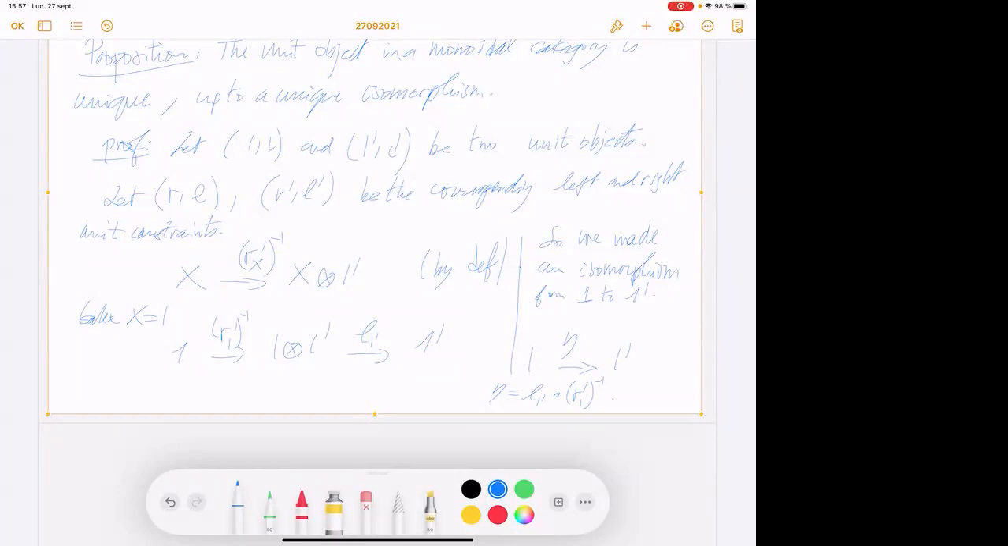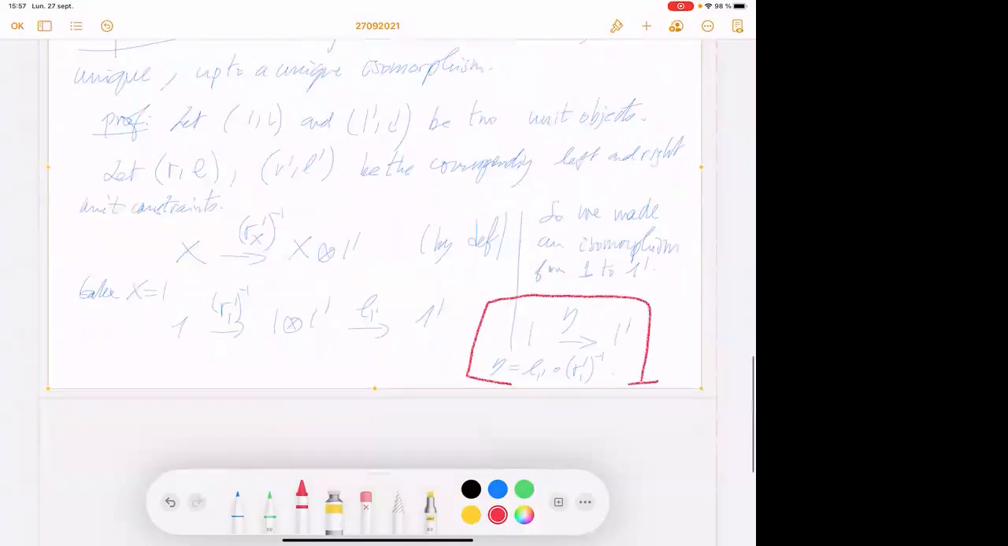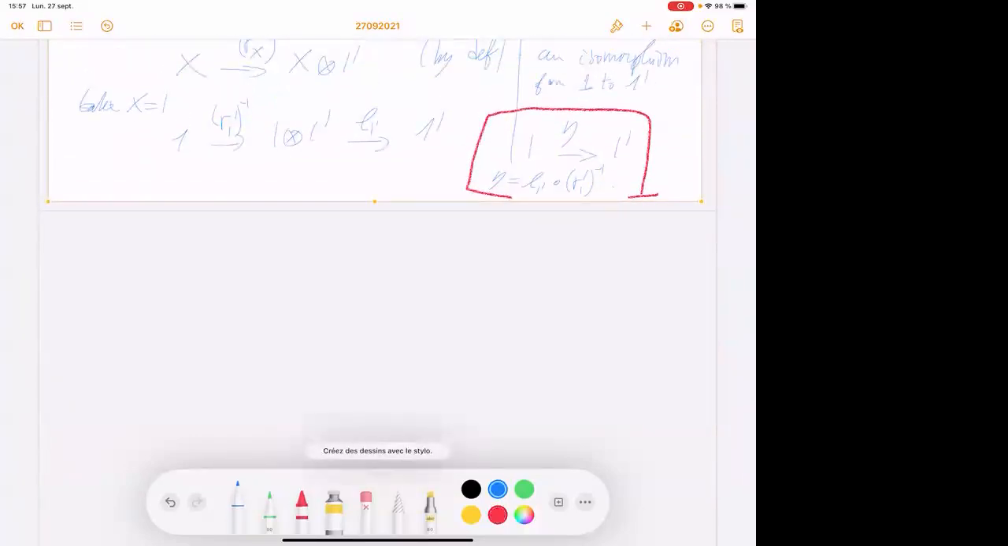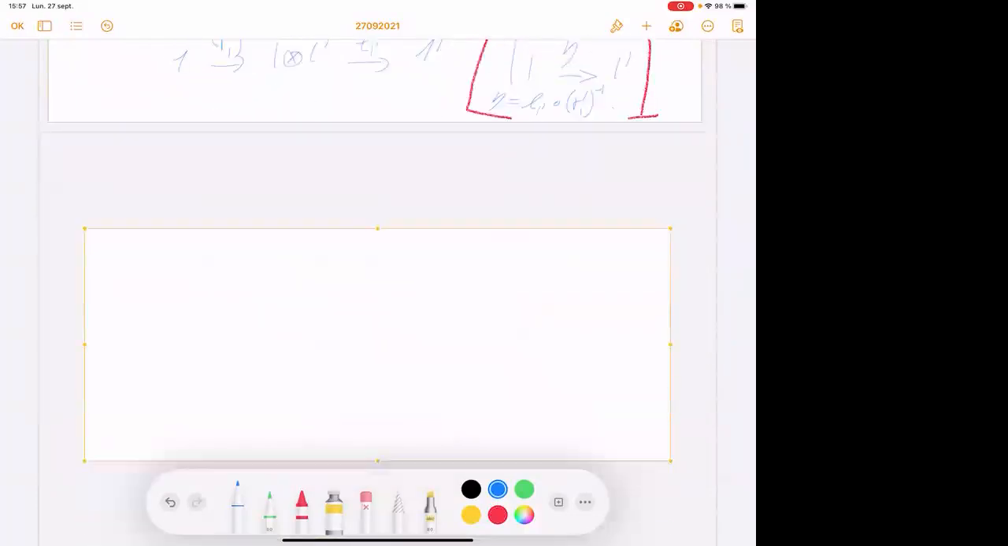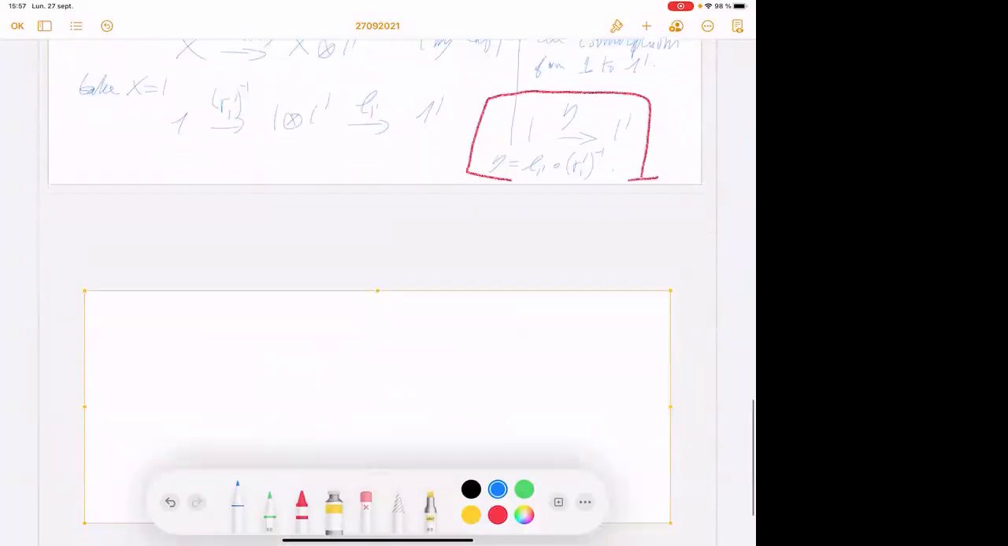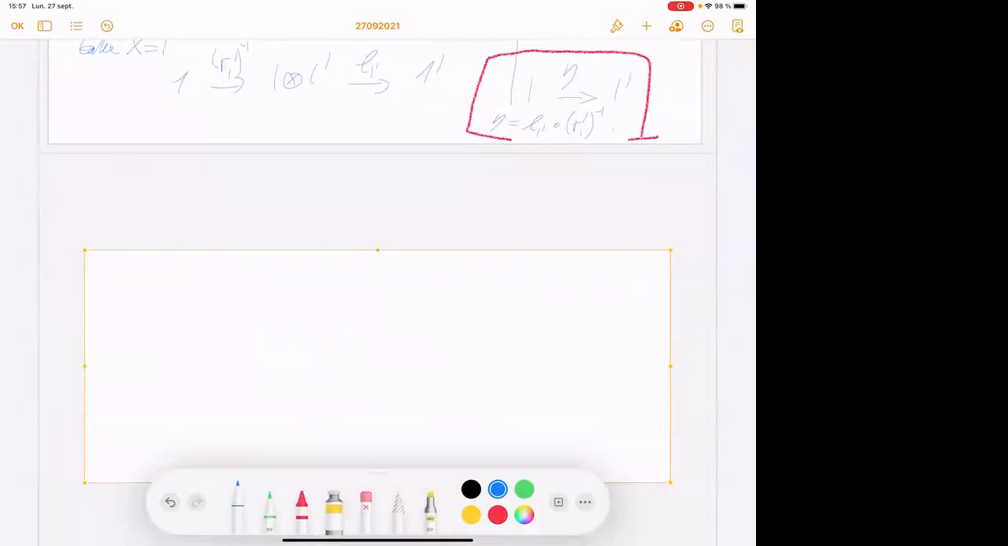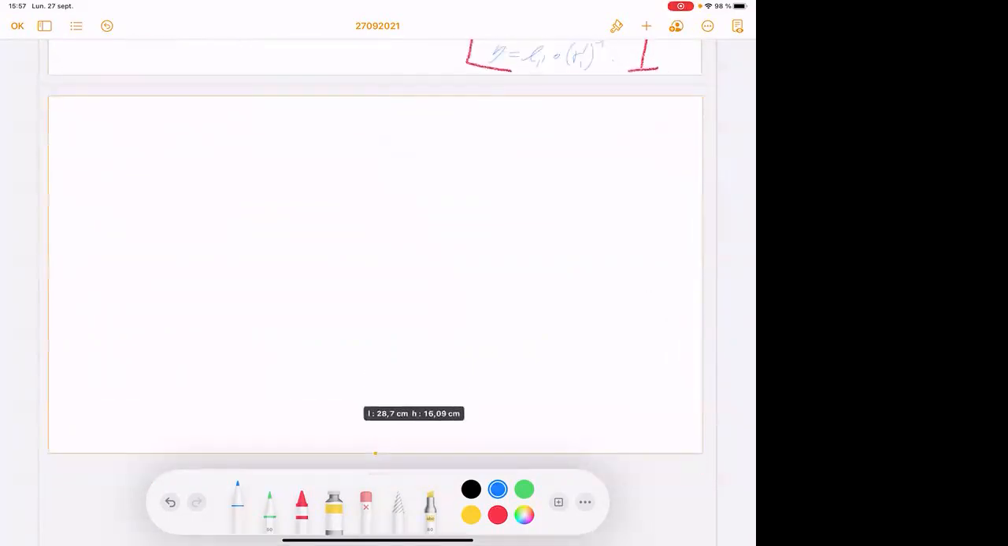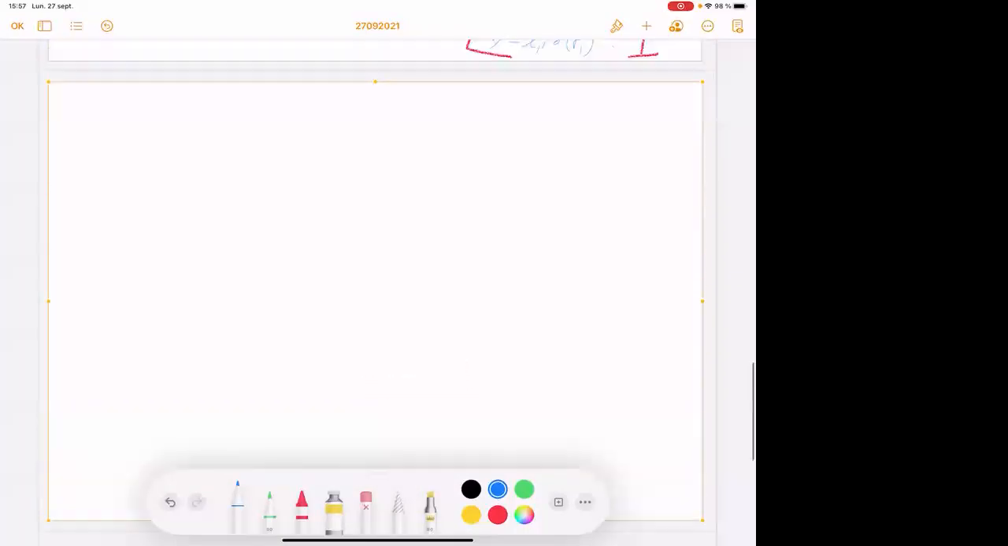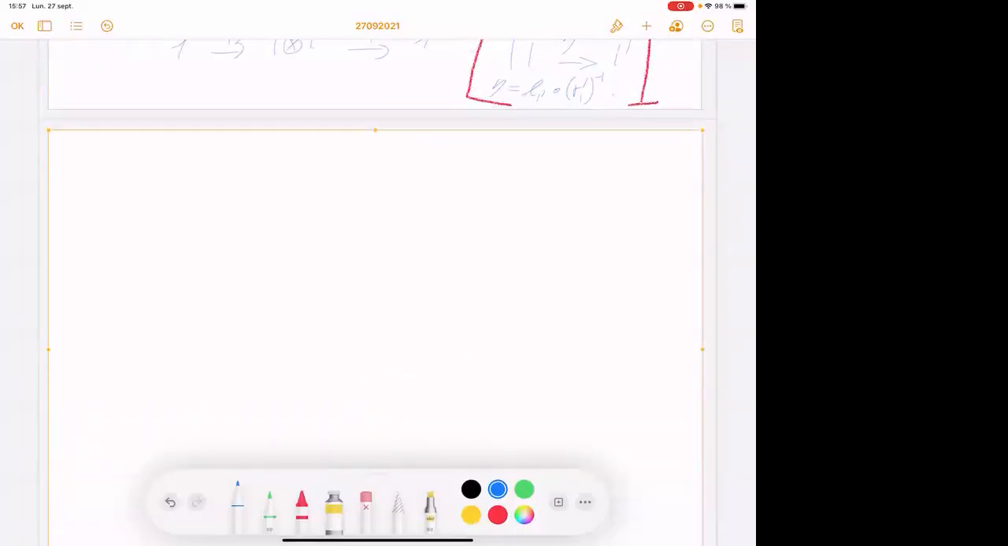Okay, so we have this eta. So we will need it several times. Now we will show that this eta can be used for going from iota to iota prime. And in fact, this is an exercise. I will leave the next part of the proof as an exercise.